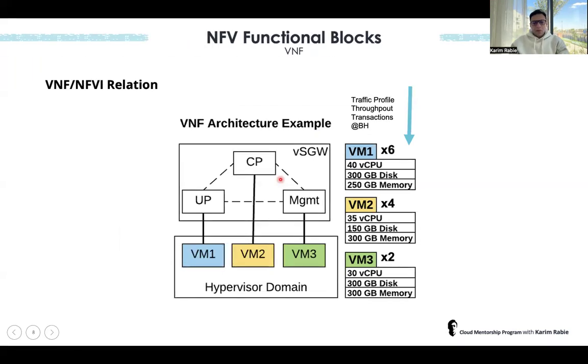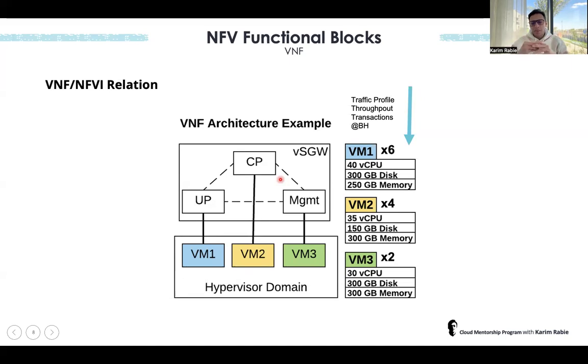Okay, so let me show you the relation between a VNF and the NFVI and how the operators are doing the dimensioning and how they understand what kind of resources they should avail for a VNF.